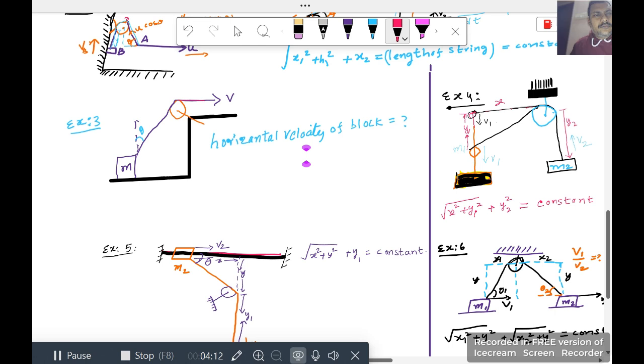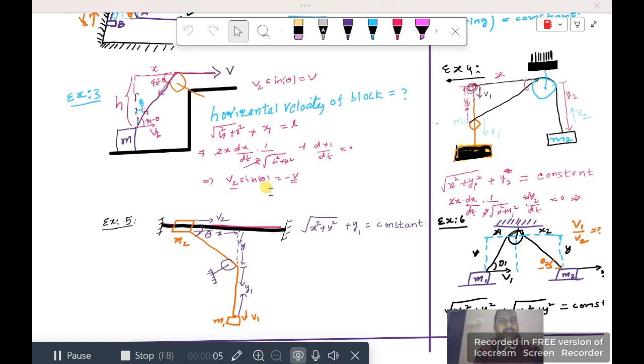So V is not in the direction of the string. It is horizontal. Here theta is given, so this is 90, then 90 minus theta. So I can change the V into the direction along the string. Actually this is the velocity of block VB. It is theta, meaning 90 minus theta. So V2 is along this direction. Therefore, V2 into cos of 90 minus theta, which is sin theta, all are positive in the first quadrant. V2 sin theta along the string is equal to V. So this we are going to prove now.